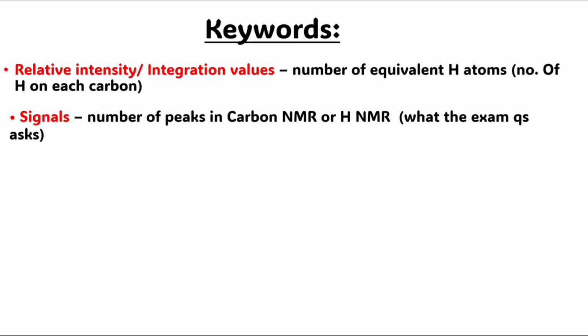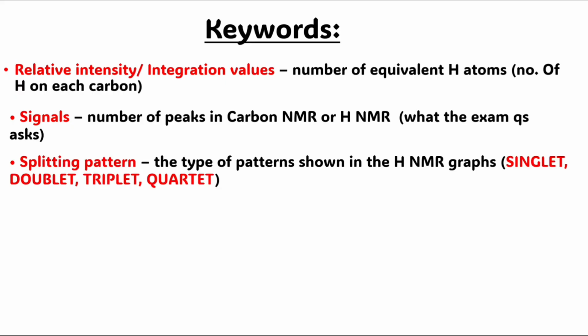Then you need to know about the signals. Signals is basically another word for peaks. They might ask you for the signals instead of asking for the peaks, so be careful of that. Signals is basically the number of peaks in the carbon NMR or the proton NMR. Well, it's basically what the exam question asks you to do.